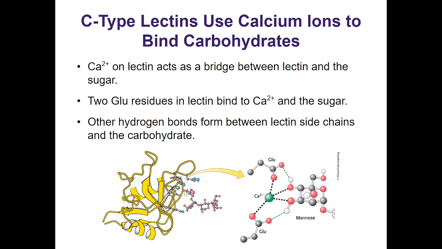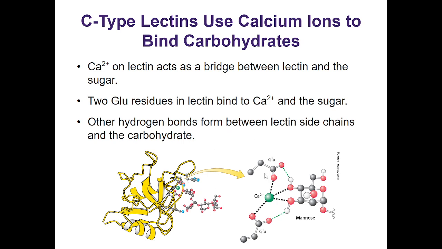The two Glu residues in the lectin will bind the calcium 2+. Those are the Glu residues right there. You can see them over here. They're the ones that are attached to that yellow ribbon, because that's your protein. Okay? Everybody see that okay?